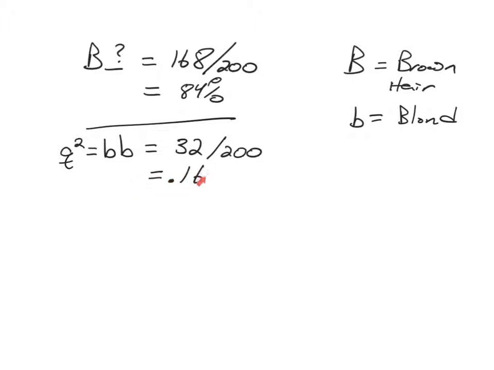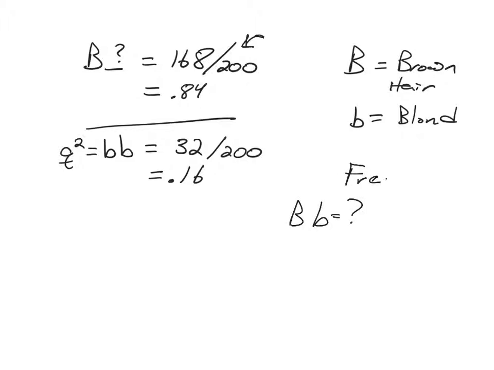So 16%, and I'm going to change this 84 to 0.84, just so everybody sees that. This is actually not a very useful number, but we did it. So Q squared is 0.16. Then they ask a question: what is the predicted frequency of the heterozygotes? So what is the frequency of big B, little b?